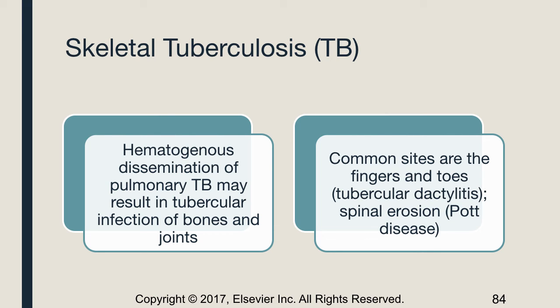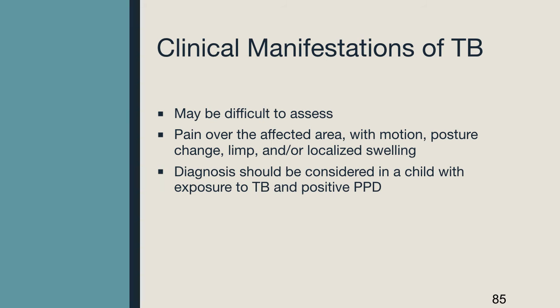Kind of going along with these joint infections is that tuberculosis can affect any part of the body. We always think of TB as being pulmonary TB, and that's where we start out with it. But hematogenous dissemination of pulmonary TB can result in a TB infection of the bones or the joints. The common sites of skeletal TB are the fingers and toes, or the spine, or a spinal erosion, and we call that Pott disease. The clinical manifestations may be difficult to assess.